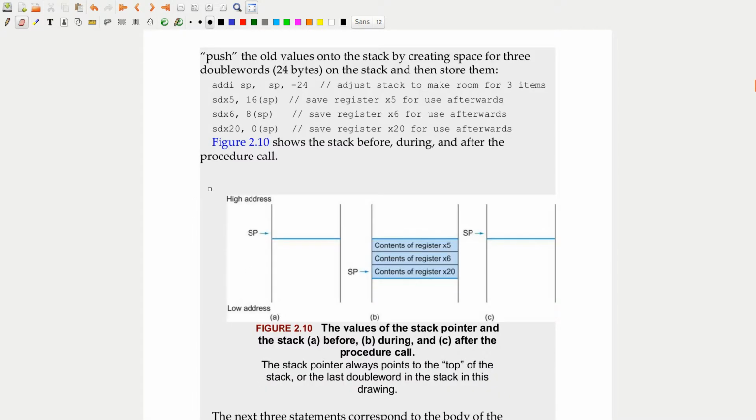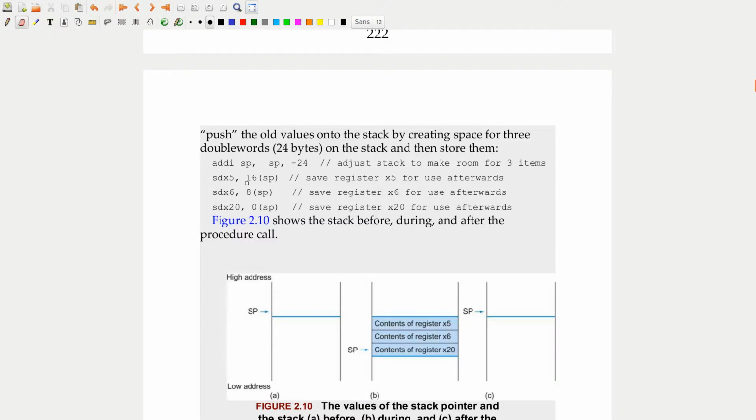So let's see how this is going to work in reality. Remember, this only matters if we need more than the predefined argument registers, which in many cases is true. We will need more than that. So now let's work our way through this example.